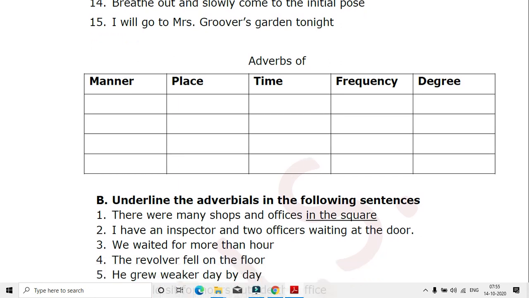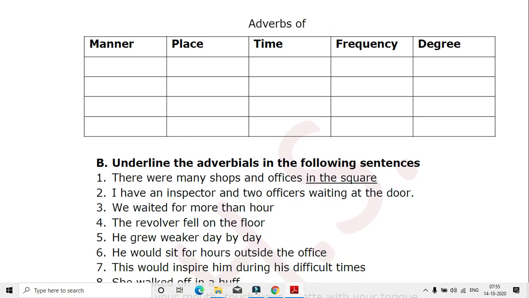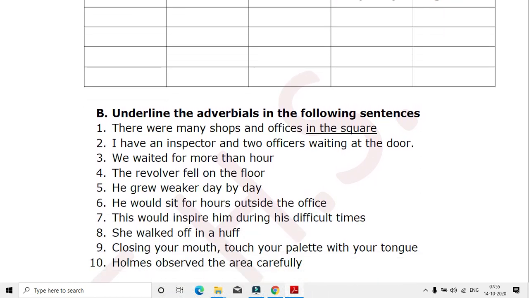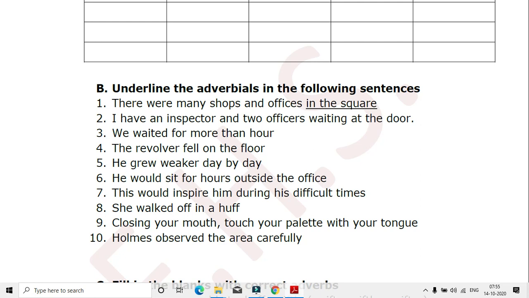Next exercise, underline the adverbials in the following sentences. I've done one for you as an example. There were many shops and offices. So, where were they? You see the question, what they are answering. Okay, where were they? In the square. I have an inspector and two officers waiting at the door. So, you will say, where are they waiting? You will get your answer.